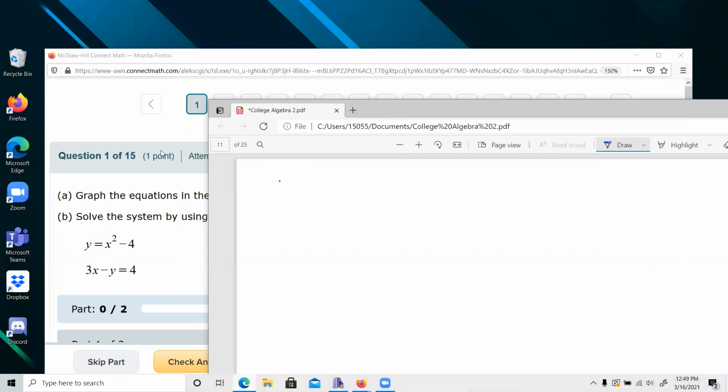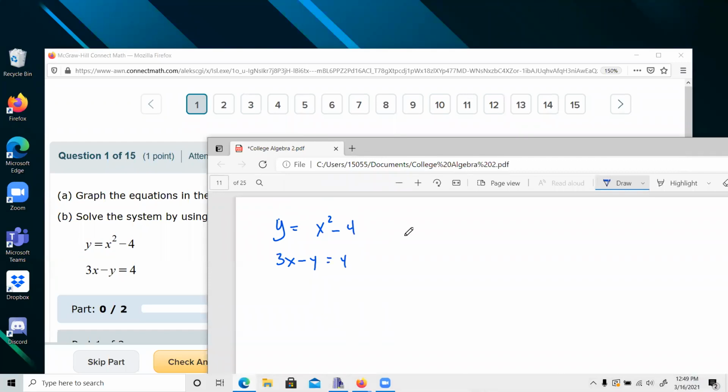So we have y is equal to x squared minus 4, and then we have 3x minus y is equal to 4. They're going to tell you to use the substitution method, at least for the first couple of problems. We've got a parabola that opens down. We're not trying to solve this by graphing. All I'm trying to do is figure out how many solutions I'm expecting.